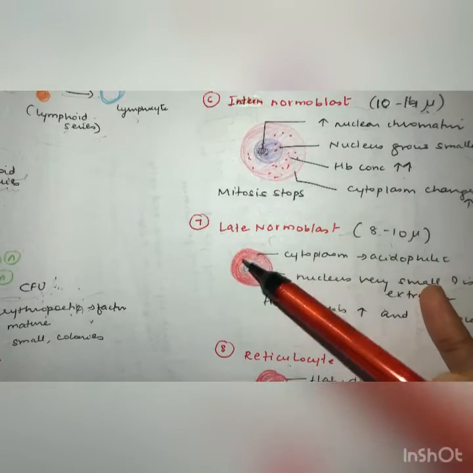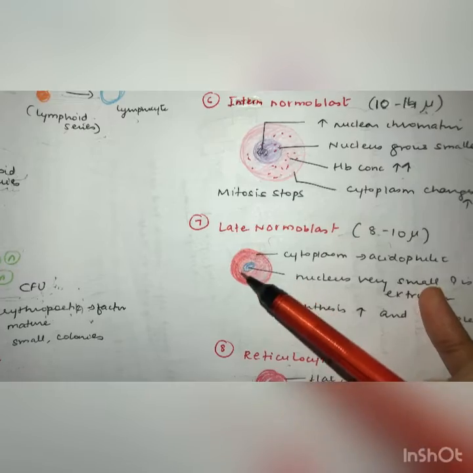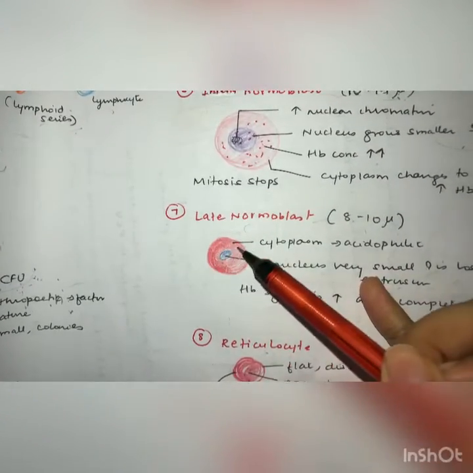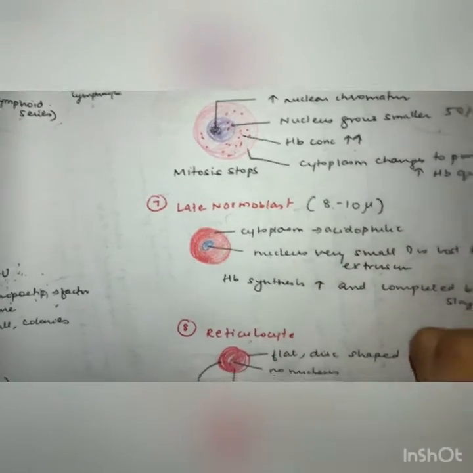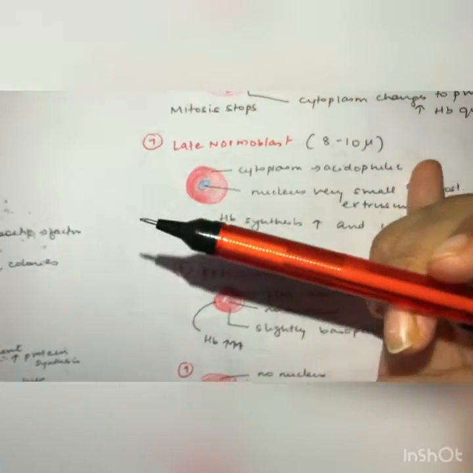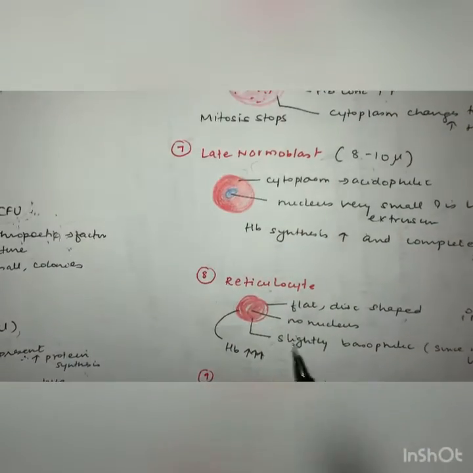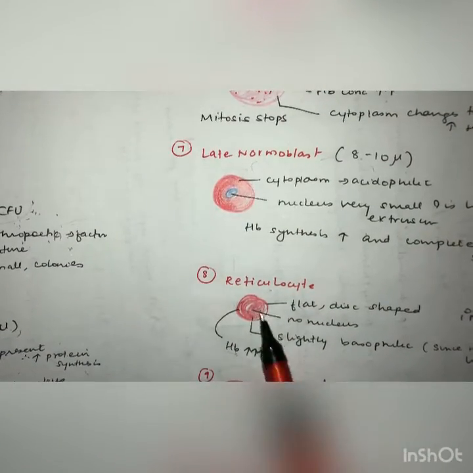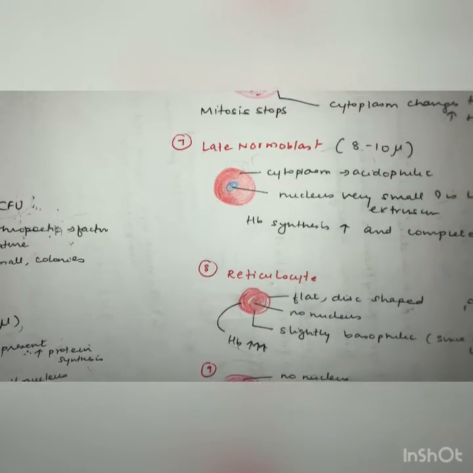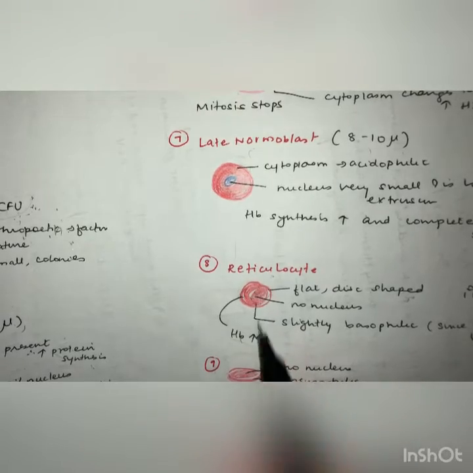In late normoblast, the cytoplasm is completely red, that is acidophilic, because of highest amount of HP synthesis. The nucleus is so small that it is thrown out by extrusion, and HP synthesis is completed by this stage. In reticulocyte, the HP synthesis is at its peak. It is a flat disc shape, no nucleus cell, immature, and slightly basophilic in nature.